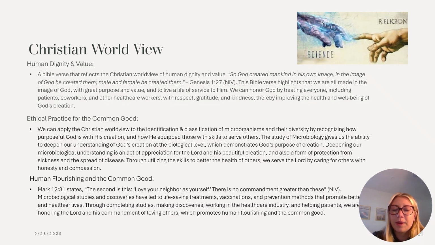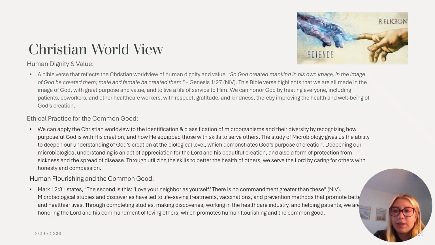The study of microbiology gives us the ability to deepen our understanding of God's creation at the biological level, which demonstrates God's purpose of creation. Deepening our microbiological understanding is an act of appreciation for the Lord and his beautiful creation, and also a form of protection from sickness and the spread of disease. Through utilizing the skills to better the health of others, we serve the Lord by caring for others with honesty and compassion, human flourishing, and the common good.